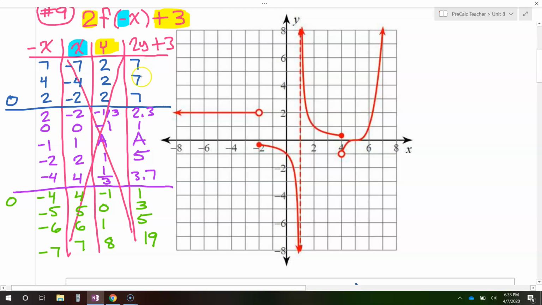So 7, 7. All right, so that's way over here. 7, 7. That's a point. 4, 7 is right there. And 2, 7 is right here. Now remember, this one is the open circle. So kabam. All right, so here is that horizontal piece right there. That is what became of this.